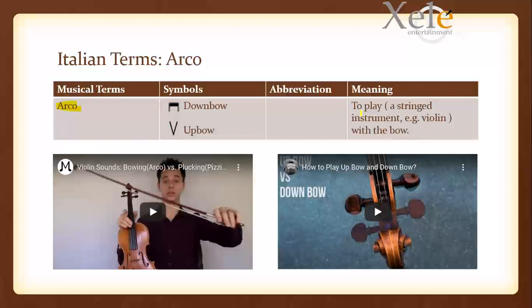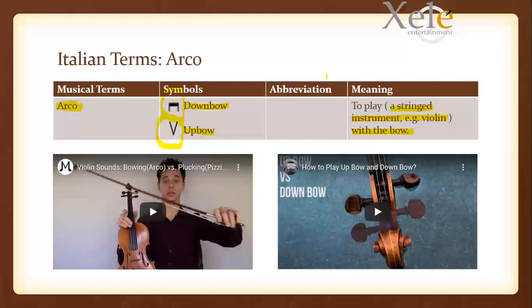What does Arco mean? Arco is an instruction for you to play with the bow. Usually you'll be playing a string instrument like a violin or the viola or the cello and so on and so forth. Generally when you play with the bow you have two possible motions. You have the down bow, and right here we have the symbol for the down bow. It looks like a shape that is pointing upwards. And of course here we have the up bow. This is the symbol for the up bow. In this case it looks like a symbol that is pointing downwards in the opposite direction.